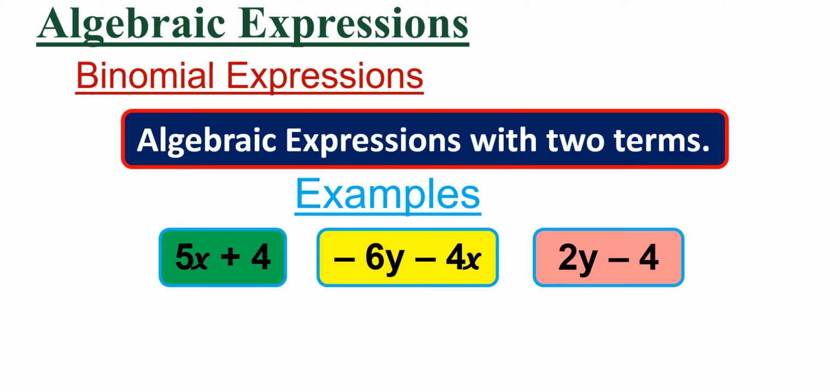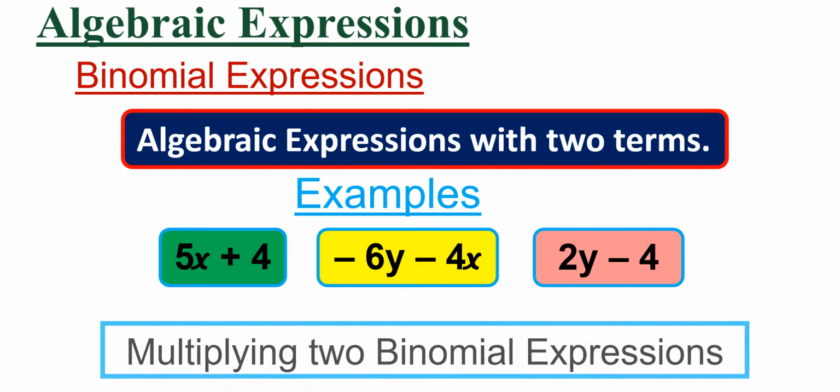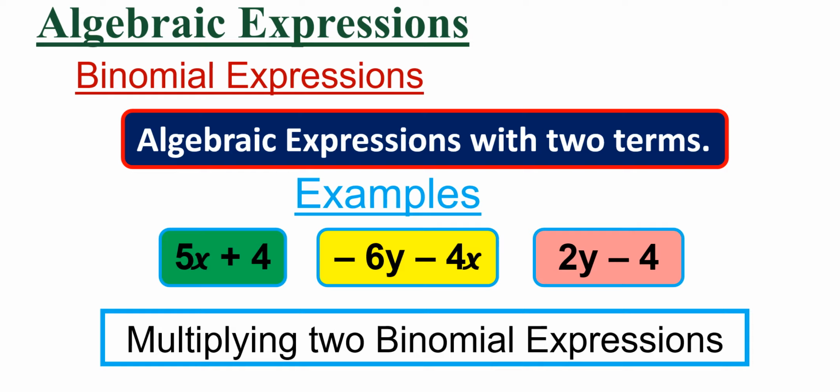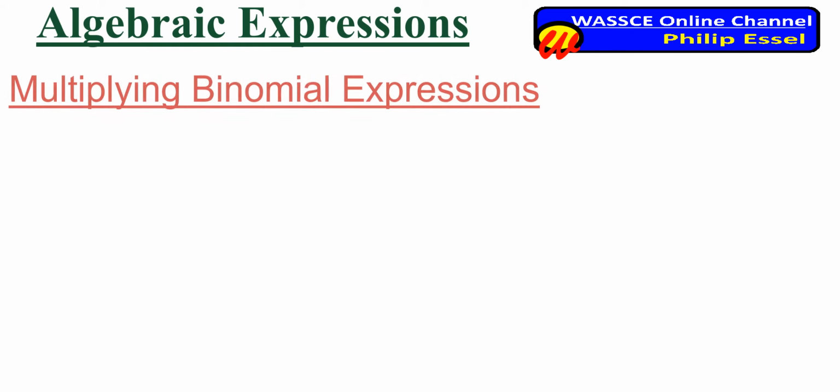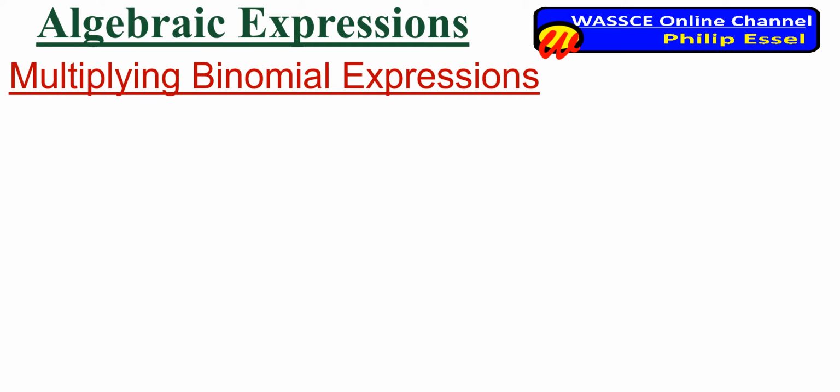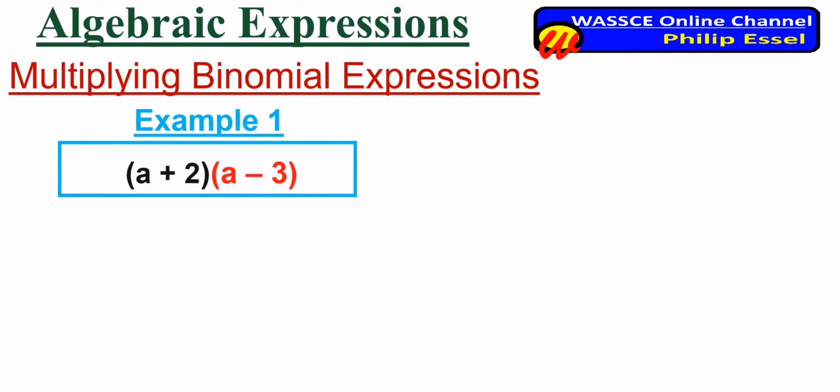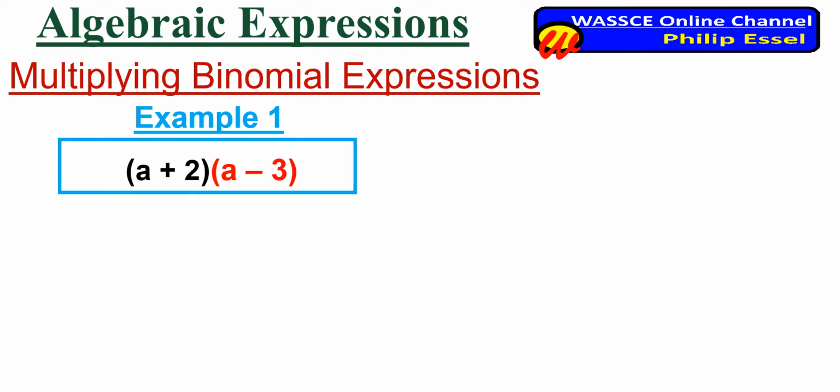In our next slide, we are going to look at how we can multiply two binomial expressions. So let's look at how we can multiply two binomial expressions. For example 1, we'll be multiplying the binomial expression (a + 2) by the binomial expression (a - 3).